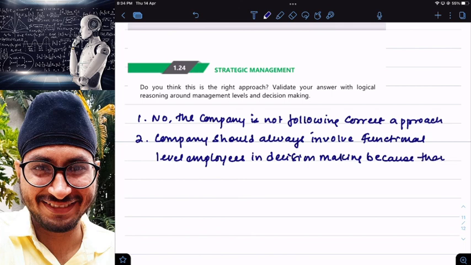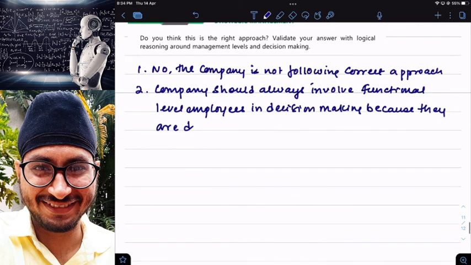Because they are directly in touch with suppliers and customers. So Dharam Singh will have a better idea from where to purchase raw materials at a lesser price from suppliers. This fellow, that is Dharam Singh, will also have a better idea about the customers' taste and preferences.